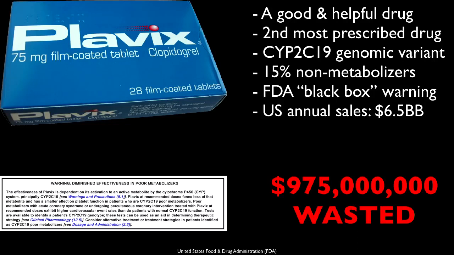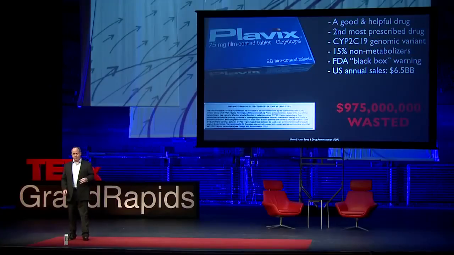Well, Plavix sells about $6.5 billion a year in this country. 15% of the people can't metabolize it. They derive no benefit from it whatsoever. That's $975 million a year wasted for one drug in one country in 1 year. We've got some healthcare problems? Maybe we should start here.